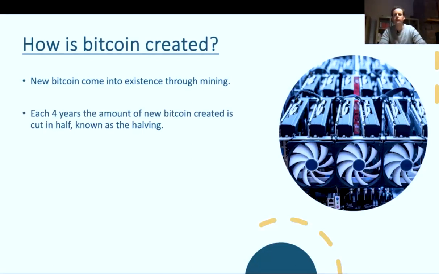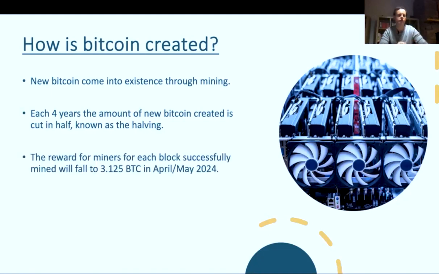Every 4 years, the amount of new Bitcoin that is created is cut in half. And that's also known as the halving. To put that into perspective, give you a bit more detail, the current reward for miners is 6.25 Bitcoin, BTC, for each block successfully mined. And this is going to fall to 3.125 BTC somewhere around the end of April, probably the 26th of April, 2024. There are currently over 19.44 million Bitcoin that have been mined.